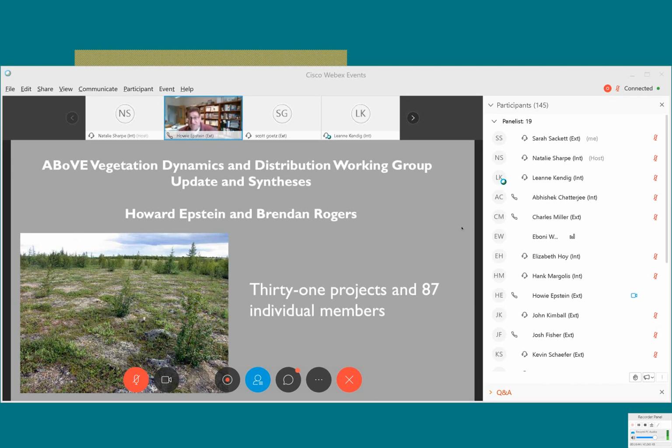This is the Vegetation Dynamics and Distribution Working Group, led by myself and Brendan Rogers, and we're going to give an update and some syntheses. At my last count, we had 31 projects involved and 87 individual members in the working group. Next slide, please.